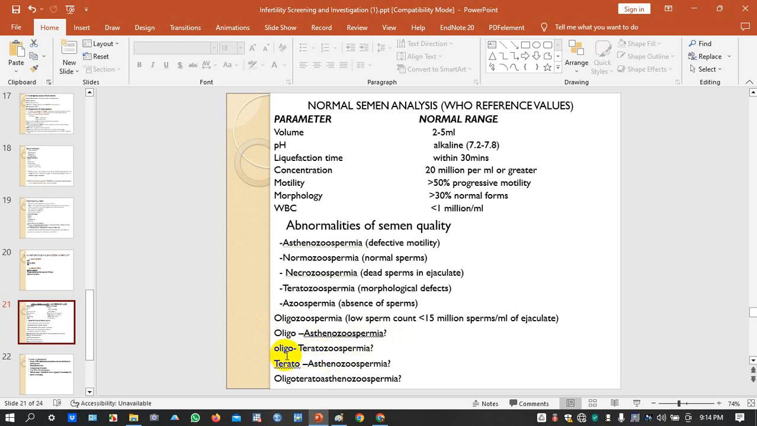Oligoteratozoospermia means you have low sperm count, and most of the sperms do not have a head, most of them do not have a tail; they have problems with their morphology. Teratoastenozoospermia means asteno, defective motility, and also terato, that they don't have a head or a tail, and they are not even able to move well. Oligoteratoastenozoospermia means the sperms have low count, most of them have morphological defects, and they are also not able to move well.